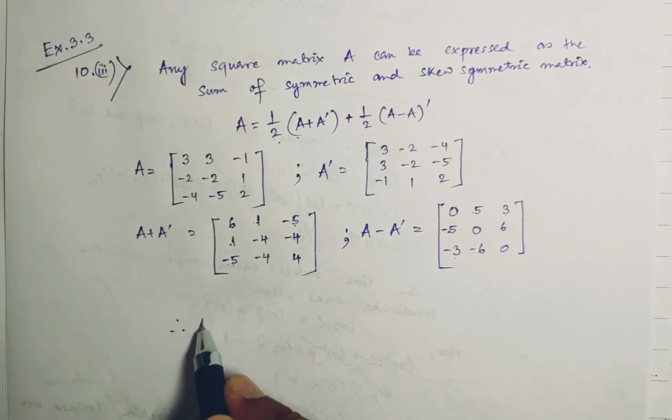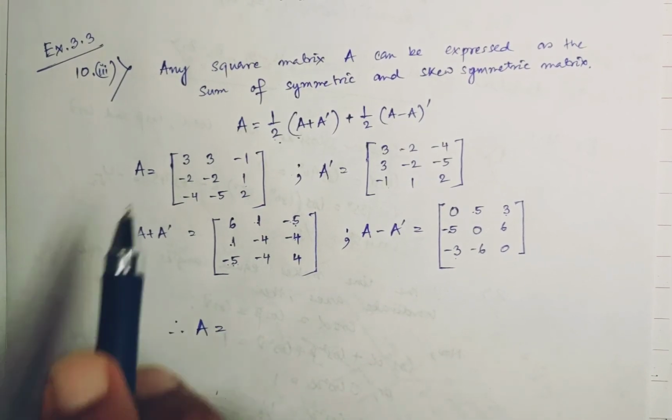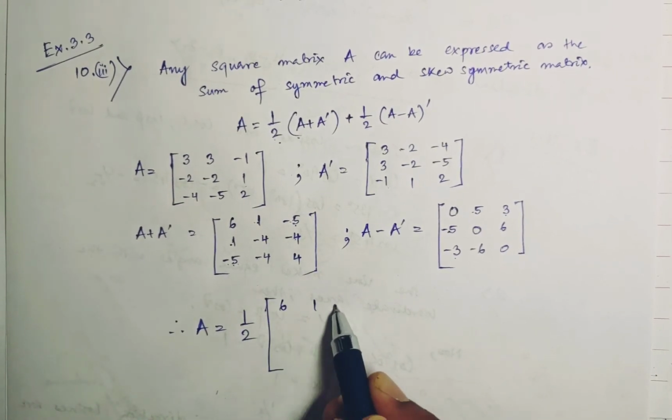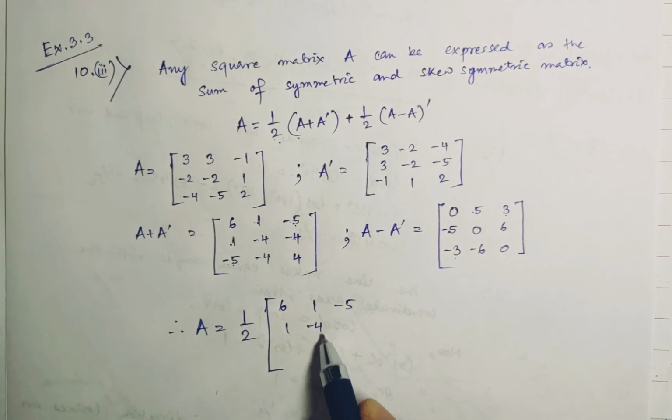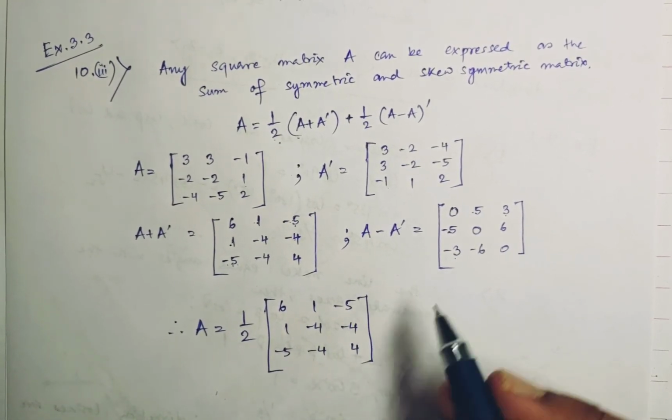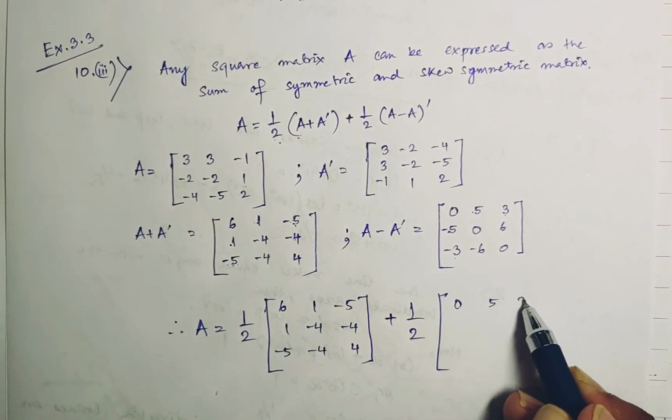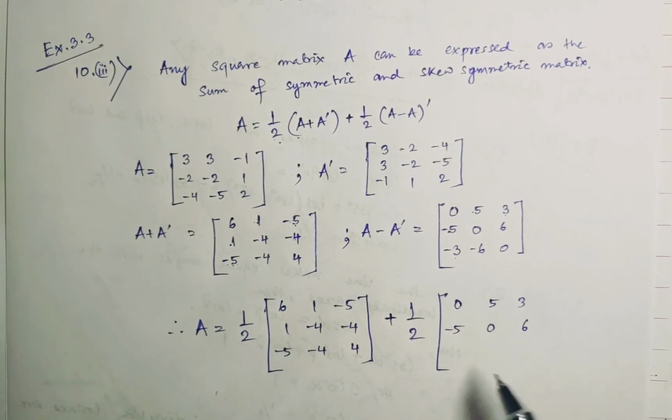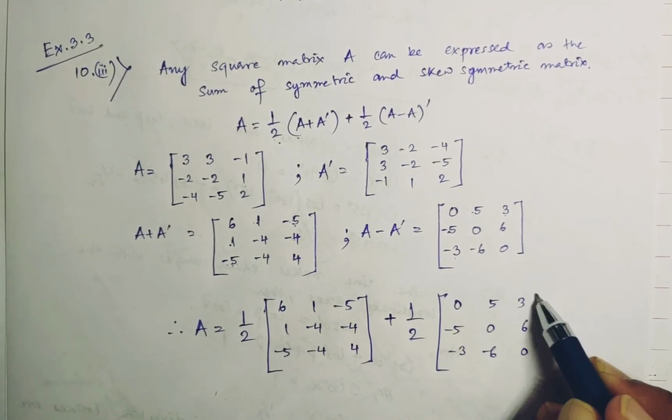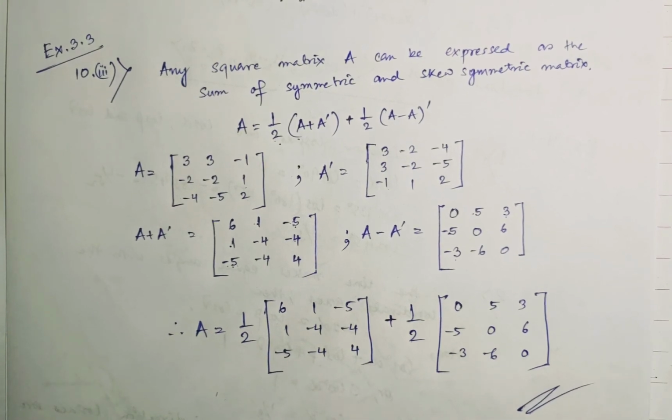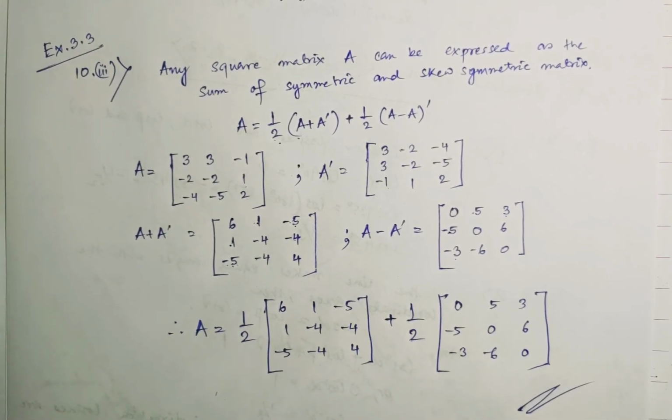So our answer will be what? Therefore A, which is the given matrix, is expressed as half of the matrix 6, 1, minus 5; 1, minus 4, minus 4; minus 5, minus 4, 4, plus half of the matrix 0, 5, 3; minus 5, 0, 6; minus 3, minus 6, 0. Understood? So this is our answer. This is how you express any square matrix as a sum of symmetric matrix and skew symmetric matrix.